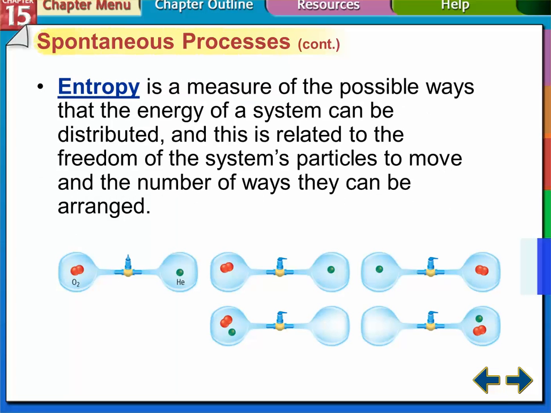Entropy is a measure of all the possible ways that the energy of a system can be distributed, right? And it's kind of related to the number of particles and the ways they can be arranged. So this little graphic down here has the oxygen and helium on opposite sides of this little container with the valve closed. If we open the valve, there are 4 different positions the oxygen and helium can be in. Oxygen can be on the left, helium on the right; helium on the left, oxygen on the right. They can both be on the left, they can both be on the right. So there are 4 different ways we can arrange those two things.